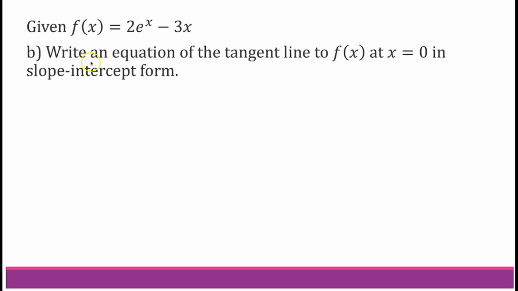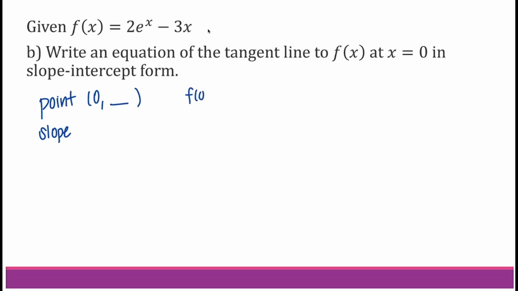Now for part B, using the same function, write an equation of the tangent line to f of x at x equals 0 in slope-intercept form. So remember, if we want an equation of a tangent line, we need a point and a slope. Now we have the x value of the point, x equals 0. To find the y value of the point, I plug 0 into the original function. So I have 0, comma, and then I'm missing a value.